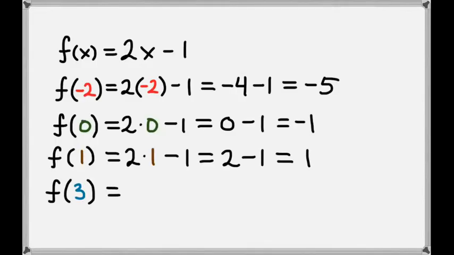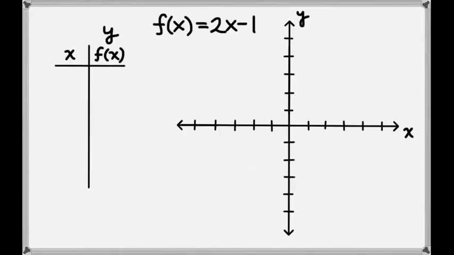Now let's look at f of 3. Here we have 2 times, we'll replace x with 3 now, minus 1. So we have 2 times 3, which is 6, minus 1, which is 5. So now we've computed 4 points of this function. Now we're going to graph those points.